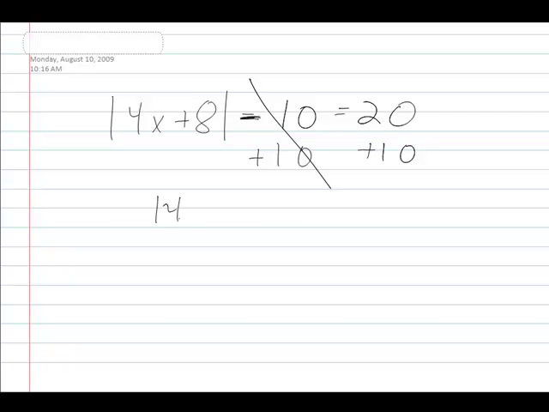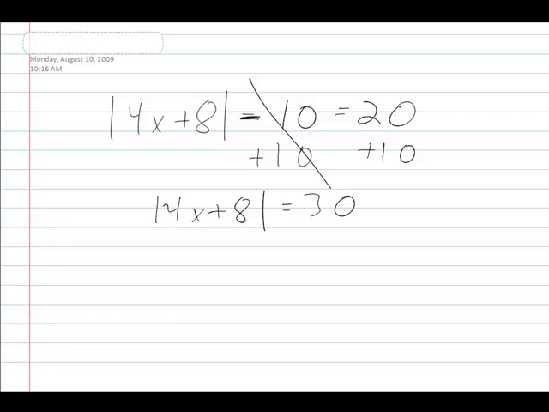Now let's say we have this. 4x plus 8, the absolute value of that, minus 10 equals 20. I'm sorry, let's make that a subtraction. So again, we're not going to split them up into two different equations right now because we need to isolate the absolute value before we can do that. So here we'll add 10 to both sides, cancels it there. Now we have the absolute value of 4x plus 8 equals 30.